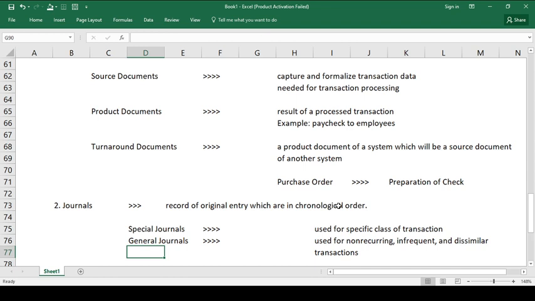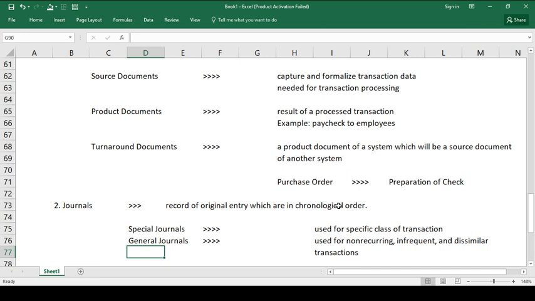All purchase related transactions are recorded in the purchase journal. All cash disbursement transactions are recorded in the cash disbursement journals. All cash receipts transactions are recorded on the cash receipts journal. We have the other journal which we call the general journals.